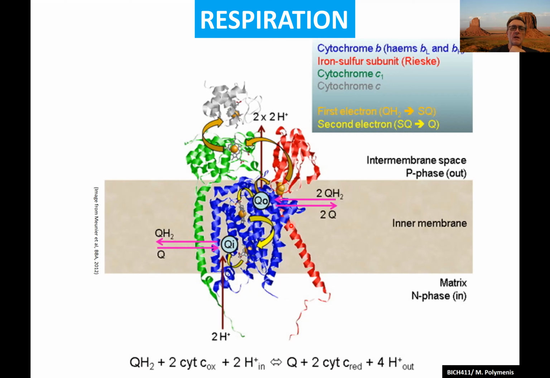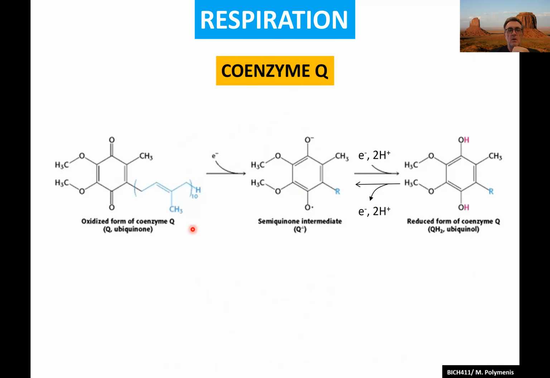The key point is again that Q is in the lipid bilayer. It's really embedded in the membrane. Cytochrome C is close to the membrane, but it's on the aqueous phase, just outside of the inner mitochondrial membrane. So these are very important little molecules that we're talking about here.